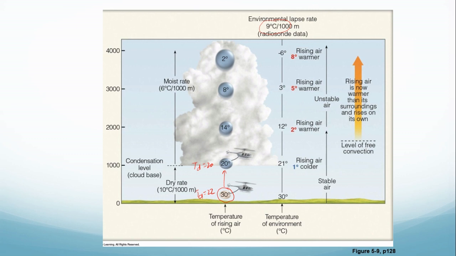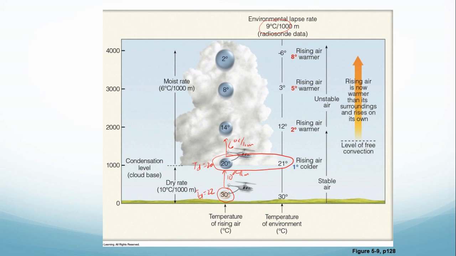And then from there, since we are now saturated, we now cool not at the 10 degrees Celsius per kilometer that we did before, but 6 degrees Celsius per kilometer because it is now saturated air. It goes from 20 to 14 to 8. Now here's the hitch to this. Since the parcel is dry near the surface, it is under a stable condition. Notice at an altitude of 1 kilometer, your parcel is colder than the environment.